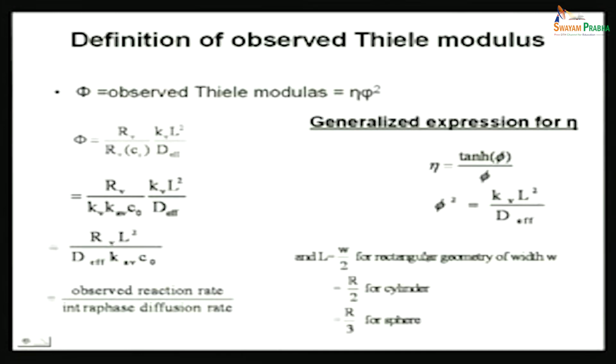And this L that is here is half the width for a rectangular geometry. So, if your width is say 2b or something, then your L is b, half the width. It is half the radius for a cylinder and 1/3 the radius for a sphere. Okay. So, this is something that you need to remember. I do not expect you to remember all the formulas, but this is an important formula that you need to remember. Eta is tan hyperbolic phi over phi, phi square is R C naught L square over D effective C naught, or equals kV L square over D effective for first order reaction. L is W over 2 for rectangular geometry, half the width, half the radius for cylinder, and 1/3 the radius for sphere. Okay. So, this is something I want you to remember.